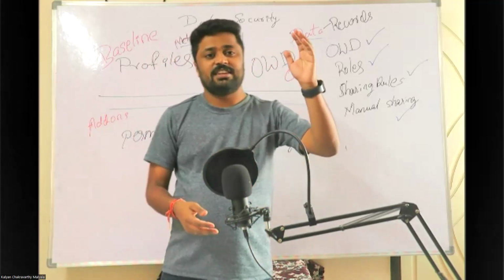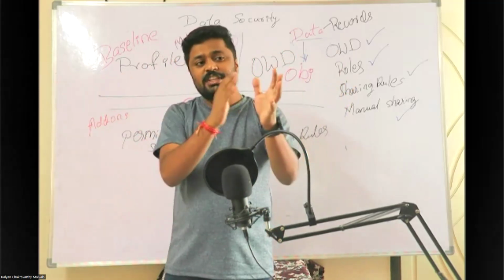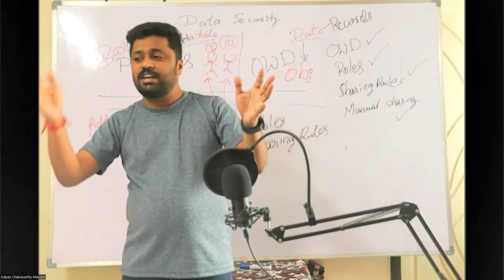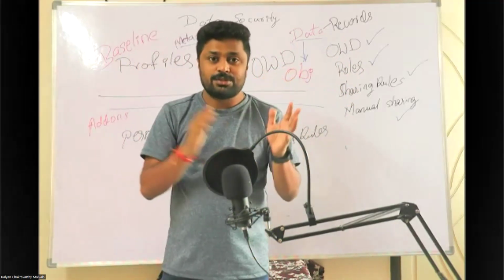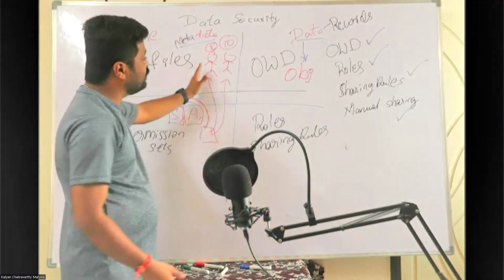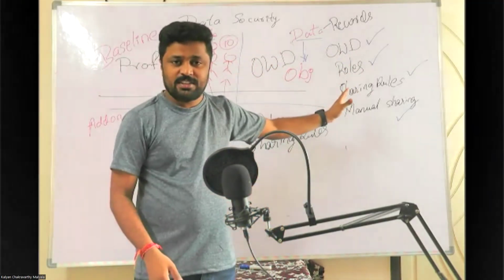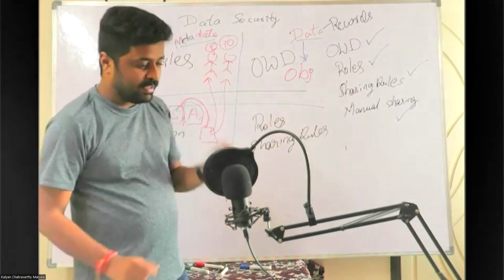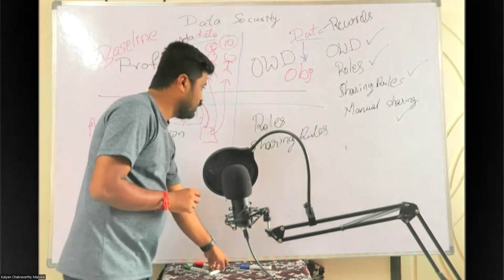Suppose there is a Harini and there is a Harmit. Harmit need not see Harini's record. Harini need not see Harmit's record. So in such a scenario, can I say a student user can access the student object? Yes. This scenario you have to observe clearly.